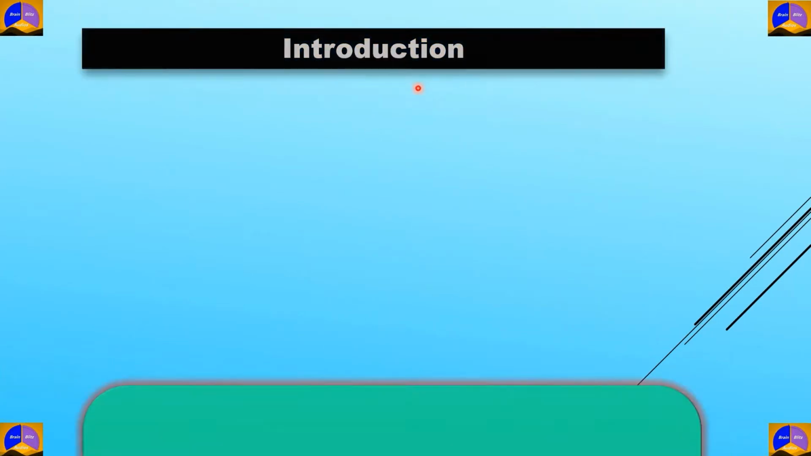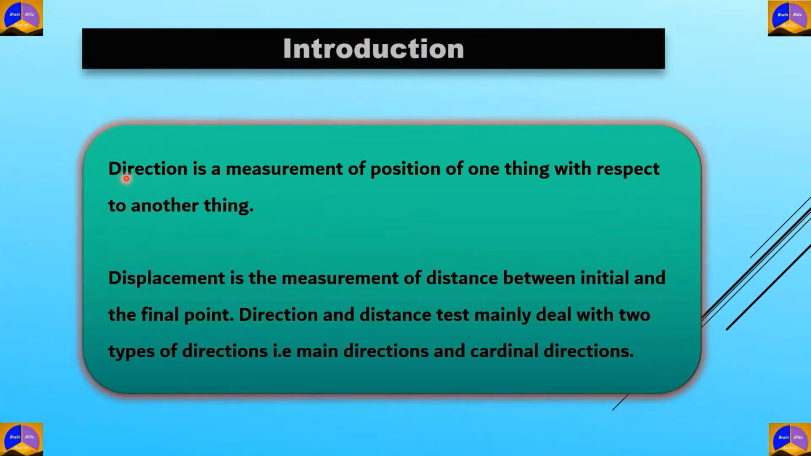Introduction. Direction is the measurement of position of one thing with respect to another thing. Displacement is the measurement of distance between the initial and the final point. Direction and distance tests mainly deal with two types of directions, which are main directions and cardinal directions.